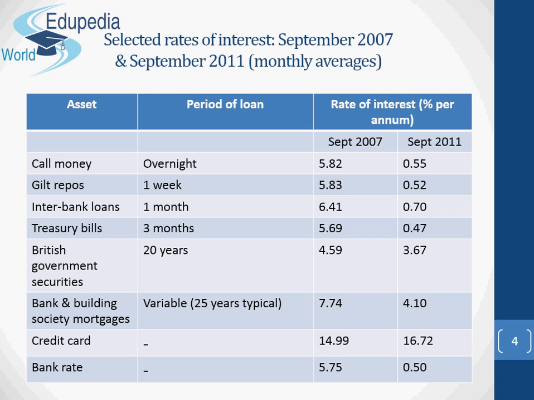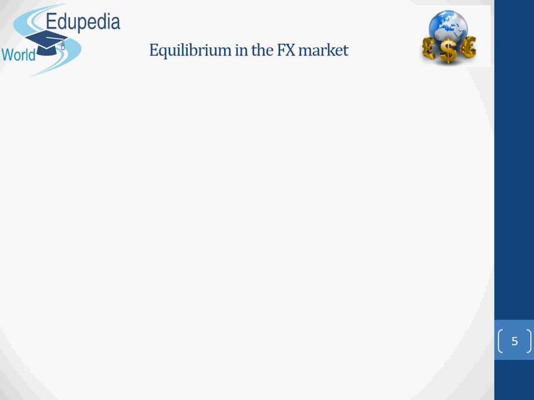Now, let's talk about the equilibrium in the foreign exchange market. Changes in the money supply also affect the foreign exchange market. In a free foreign exchange market, equilibrium will be achieved by changes in the exchange rate. Assume that the money supply increases.